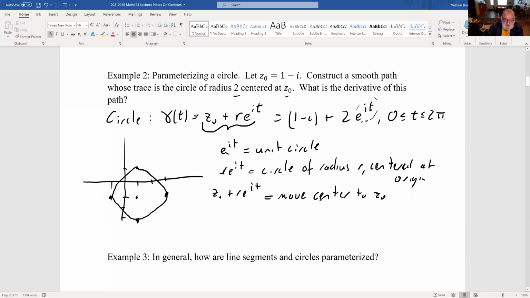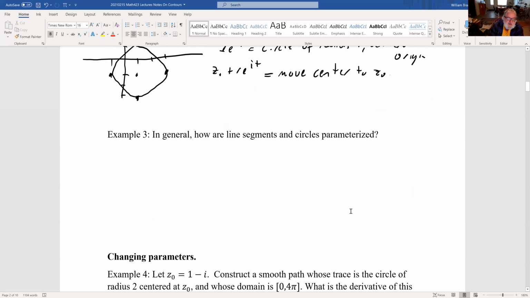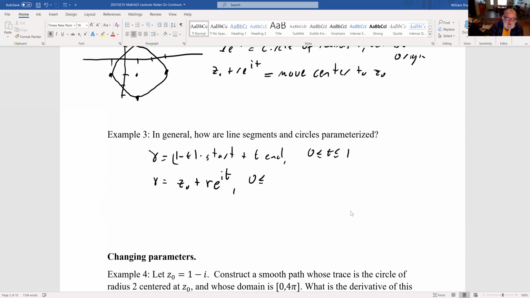So in general, how are line segments and circles parameterized? Line segments are generally gamma equals 1 minus t times the start plus t times the end, and t runs from 0 to 1. A circle is z0 plus r e to the it, and t runs from 0 to 2 pi.